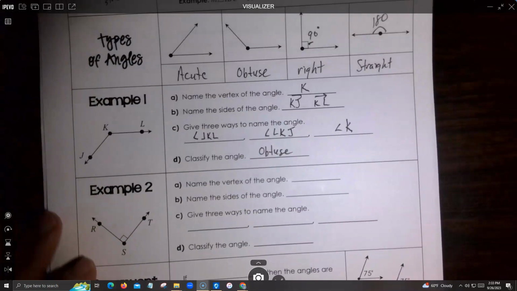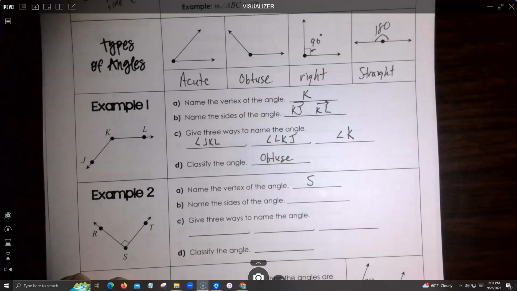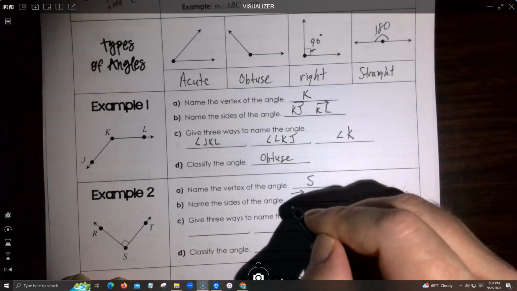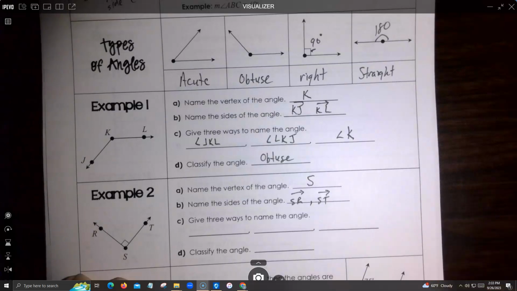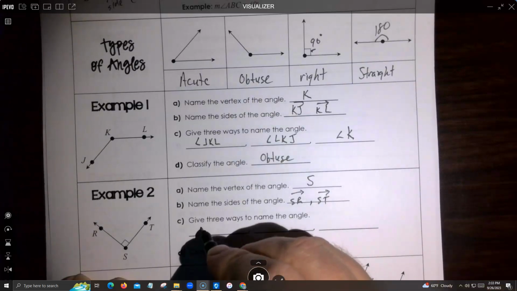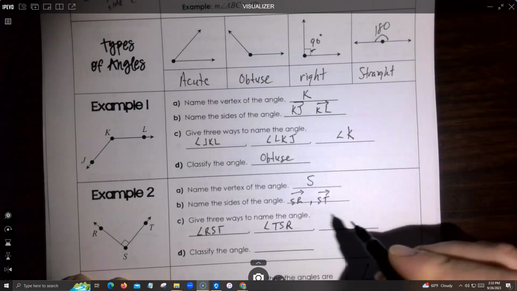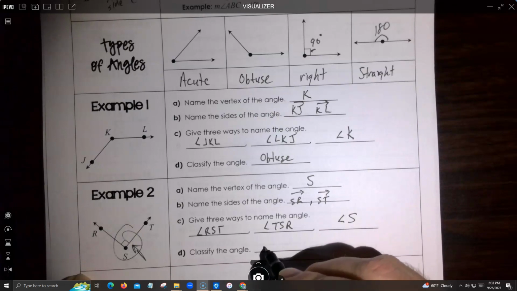Example number 2. Name the vertex of this angle. Again, that's a point, right here. If you want to think of it, it's kind of the bend of the angle. It's the one in the middle. Name the sides of the angle. This would be ray SR and ray ST. Three ways to name the angle: angle RST, angle TSR, or angle S. Classify this angle. Since I've got that marking right there, I know that this is a right angle.